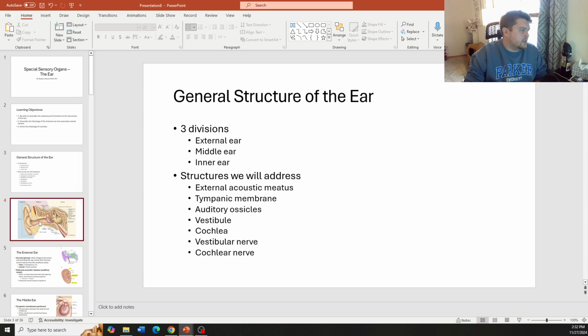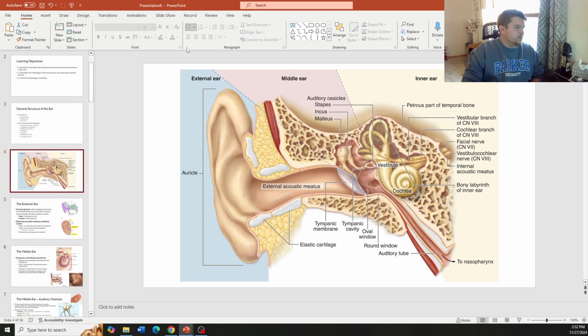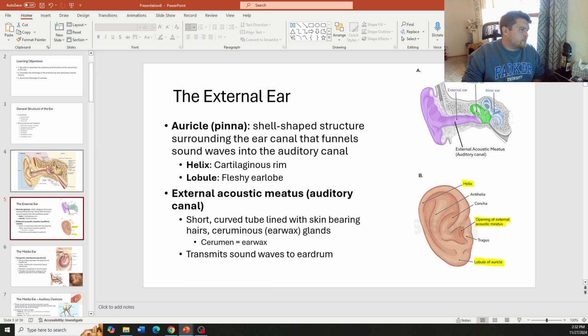So here is the ear. External ear, right here, we have the division at the tympanic membrane, and then we have the middle ear, and then we have the division again where the bones end before we get into the whole inner ear, which is the vestibule and the cochlea and all of that good stuff that is in there. So we're going to start from the outside and work our way in.